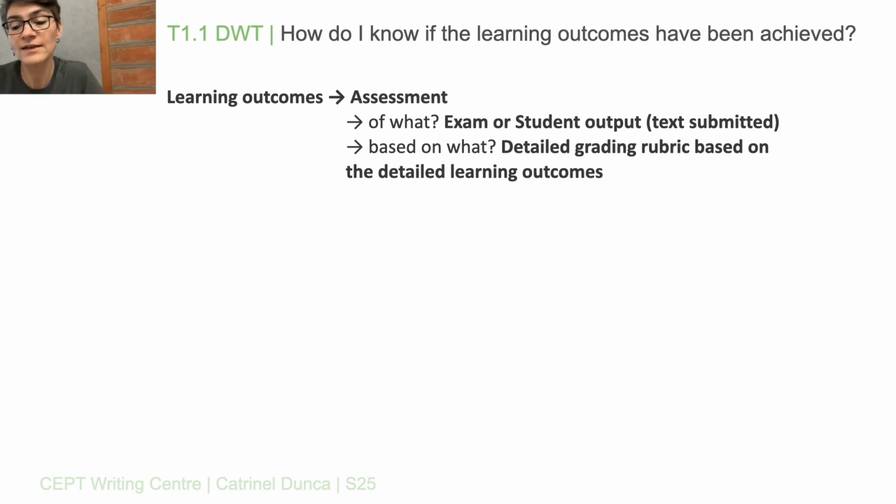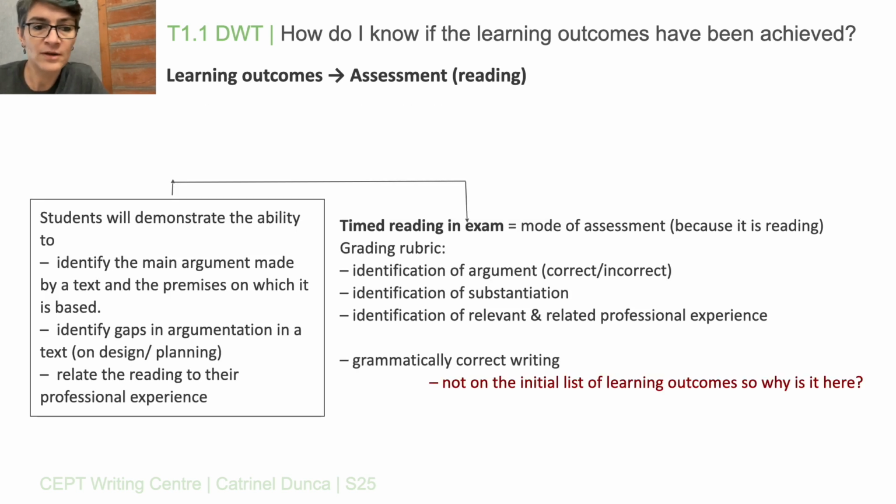So let's look at examples in order to understand how these decisions are made, because after all, what we're interested in is the practical aspect of how we do it for our own course. For example, we are looking at learning outcomes concerning reading. So the learning outcomes, as we've seen, are that the students will demonstrate the ability to identify the arguments made by a text along with the premises, identify the gaps, and relate the reading to their professional experience.